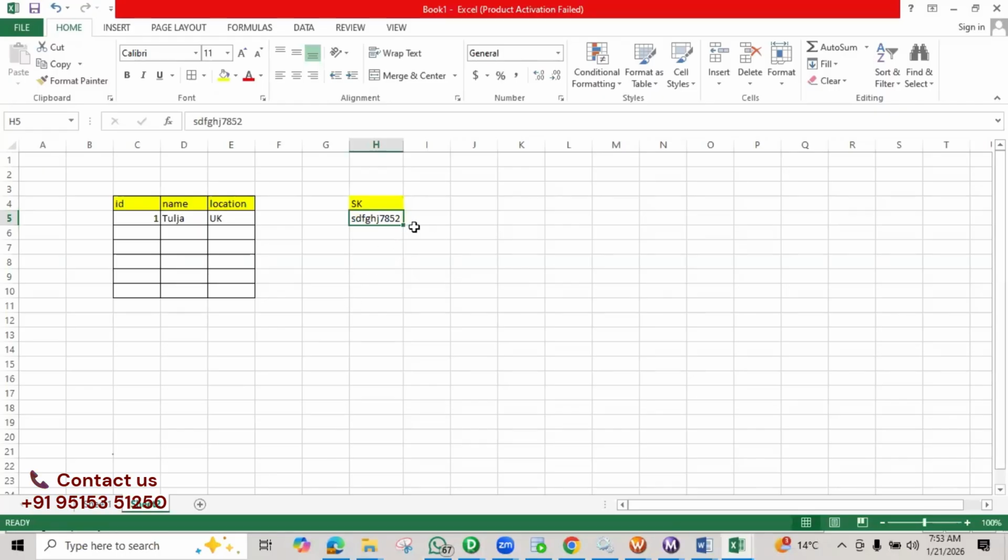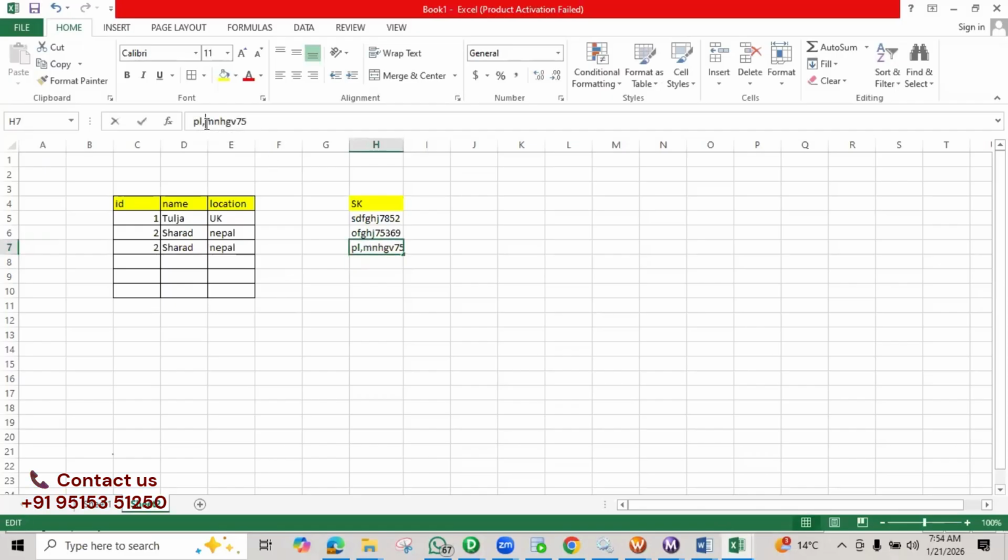This means we cannot alter the surrogate key, we cannot modify the surrogate key, we cannot delete the surrogate key. Again, if I insert one more value, say ID 2, name is Sharad, location is Nepal, then what will happen, guys? Again, some surrogate key will be generated. Our surrogate key will never be duplicate, even if we have a duplicate value in the table.